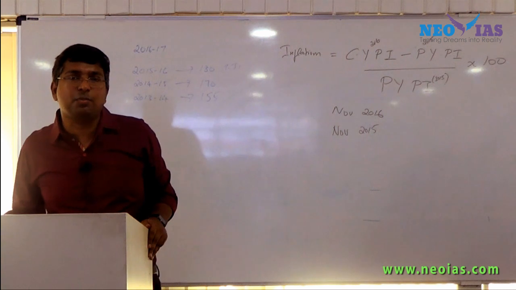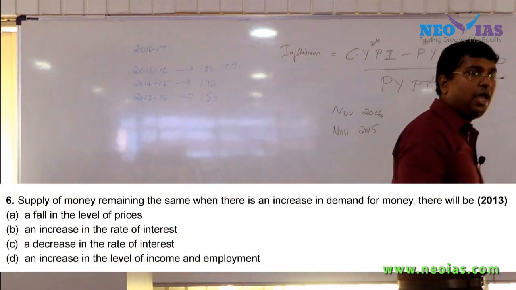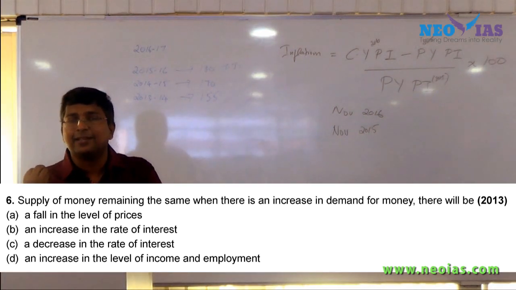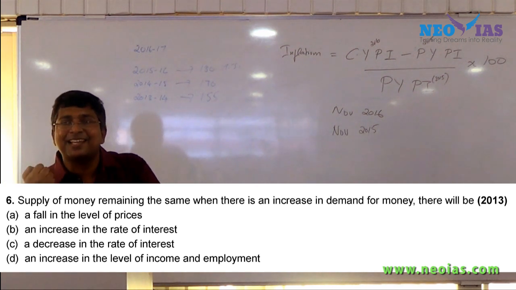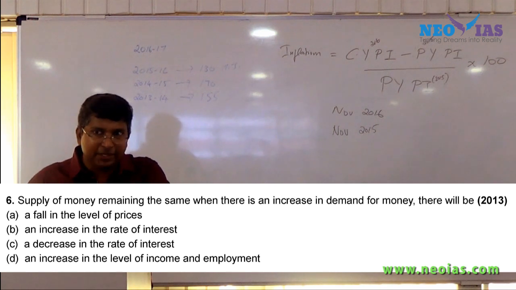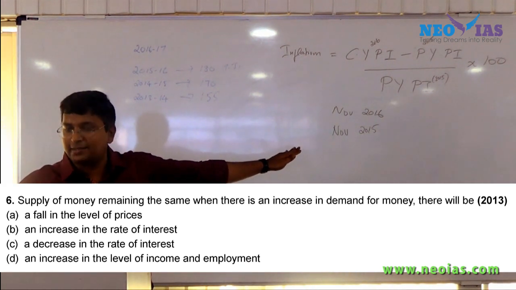Now answer this question number 6. It's a very tricky question. Read the question carefully and you can answer it. Here the commodity is not wheat or rice. The commodity is money. The supply of money remains the same, but the same concept is sufficient for you to get the answer.